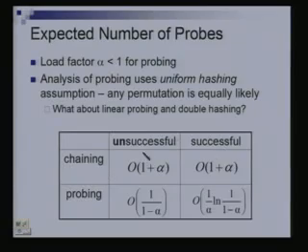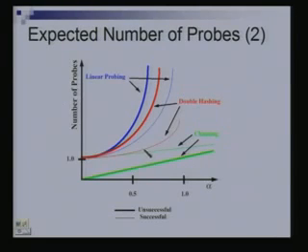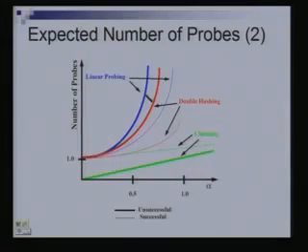So we will now be able to capture it into a table, right? For unsuccessful and successful searches, when we had chaining, it was 1 plus alpha, recall. For probing, for an unsuccessful search, it was 1 over 1 minus alpha, and for a successful search, what I just showed you, it is 1 by alpha times log of 1 over 1 minus alpha. Okay, so with that we will stop this discussion on hashing. There is this last slide which shows how this performance changes as alpha changes.